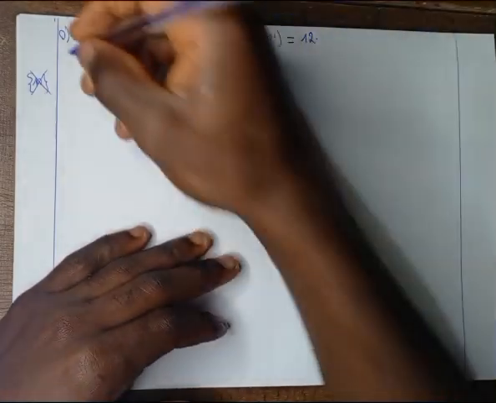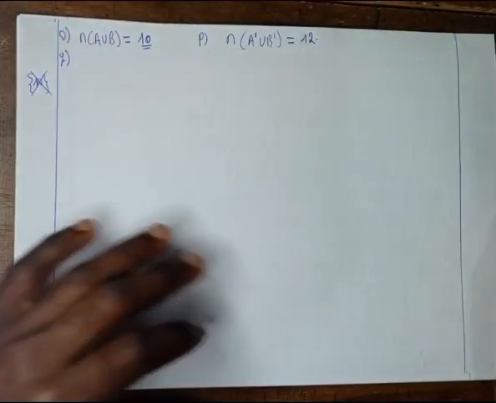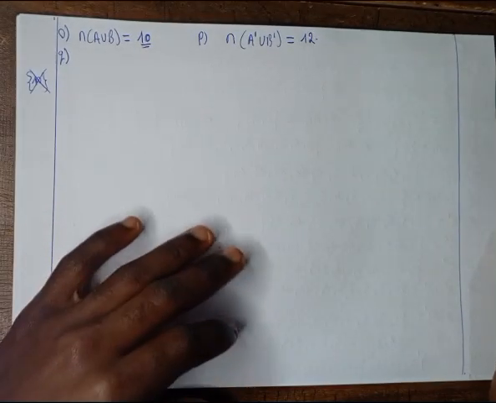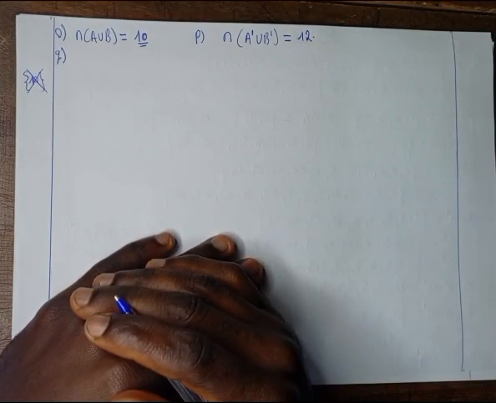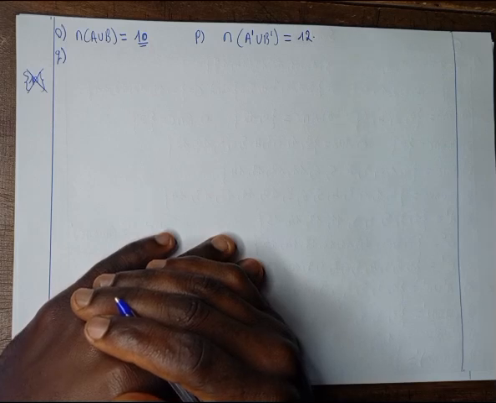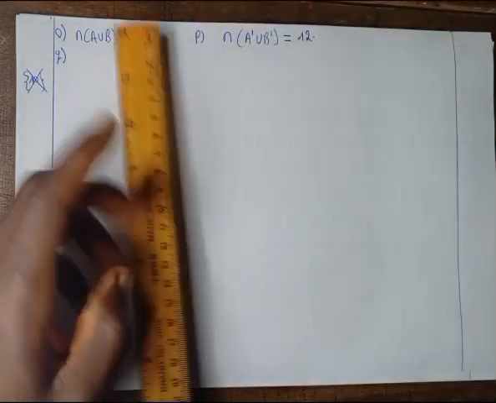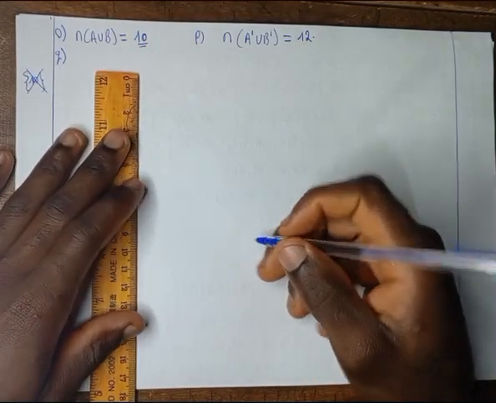We go now to question Q. For question Q, it says that we should draw a Venn diagram to represent the sets A, B, C, and the universal set. Let's do a representation of it.